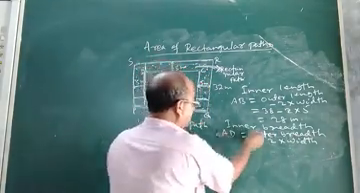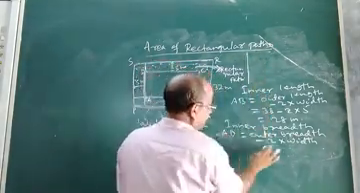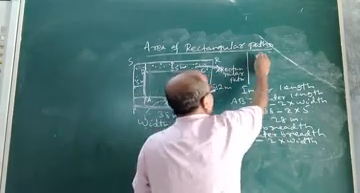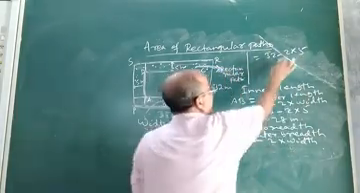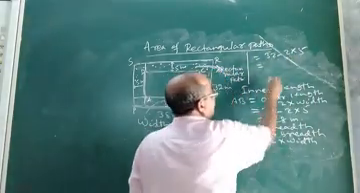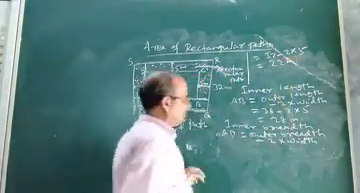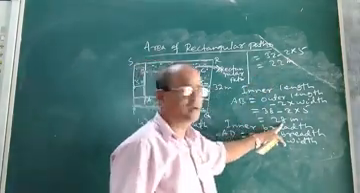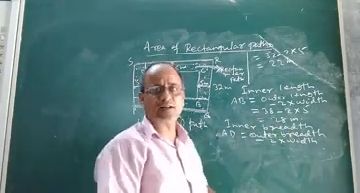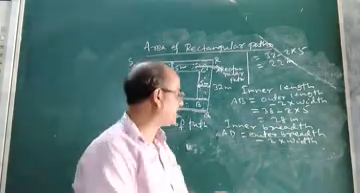So what will be the inner breadth? The outer breadth is given as 32. So 32 minus 2 into width 5. That means 32 minus 10, it is 22. You see. So now we got the inner breadth, 22 meter. Inner length how much? 28 meter. Now we can easily find the area of the inner rectangle.